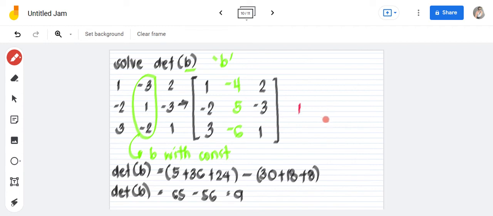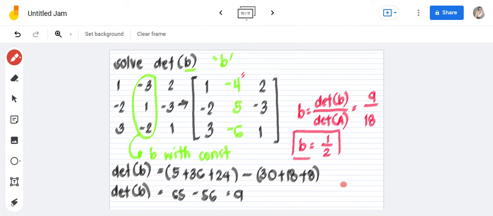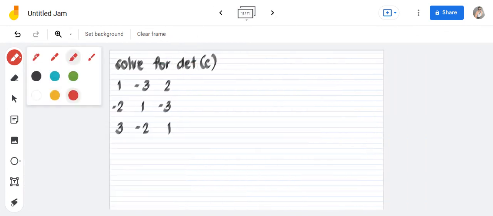So substituting now, the unknown B is equal to the determinant of the matrix B, in which we have substituted the column it represents, divided by the determinant of the matrix of coefficients. We have here the determinant of B is 9, we have computed the determinant of the coefficients as 18, so B now is equal to 1 half.